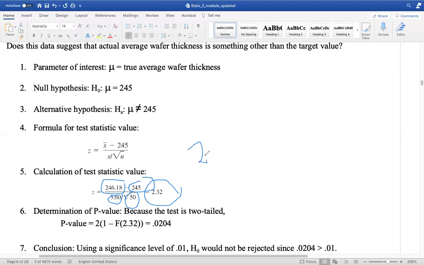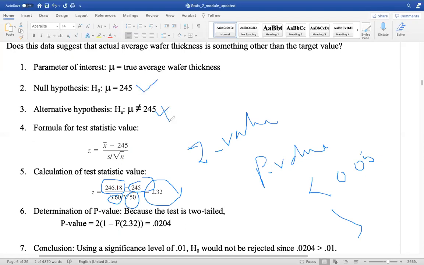So we calculated the z value. From this z value, we have to find the p value. When we consider the p value, if it is less than 0.05, we need to reject. If it is greater than 0.05, we should accept this one. That's a simple thing.